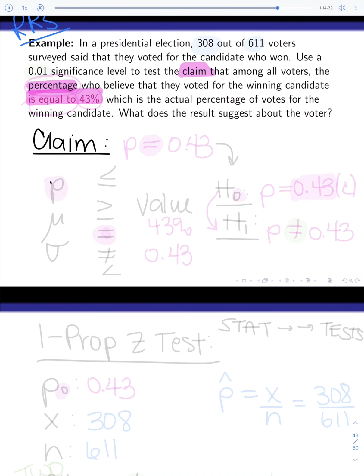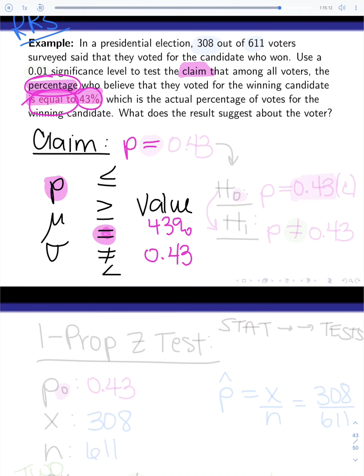And again, remember, just like before, we've got to choose between p, mu, and sigma, and then which inequality we're going to use, and then our value. We'll start off there. Well, we're talking about a percentage or a proportion, so that means we're going to be starting out with a p, and then they say "is equal to," so we're going to be using the equal to as our inequality or equality value. And then what value are we going to use? We're going to be talking about the 43%, which as a decimal to actually use the value is 0.43.